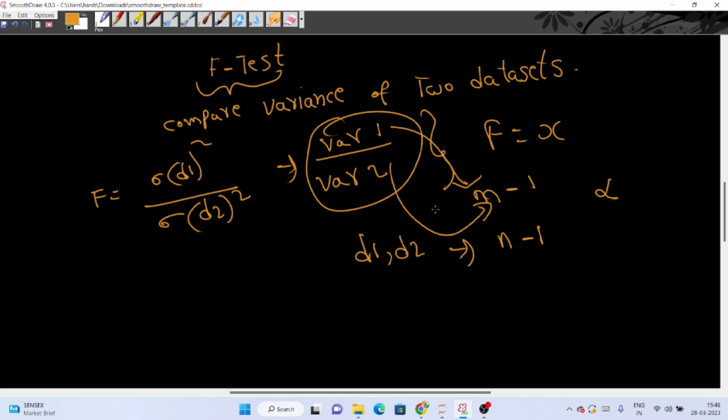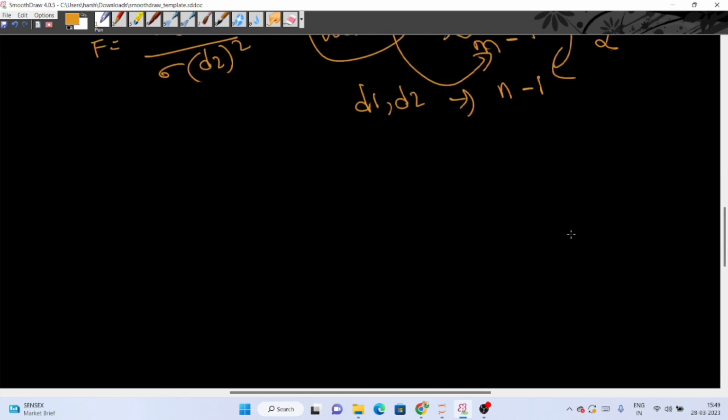After calculating the F value using the formula, variance of dataset 1 by variance of dataset 2, we will get a value. Using this value and both the degrees of freedom, we have to find the critical value using the F-test table. After that, we compare the F value and the critical value, and based on that, we can make our assumptions. For this, first of all, I'm going to draw a graph and show you how this actually works.